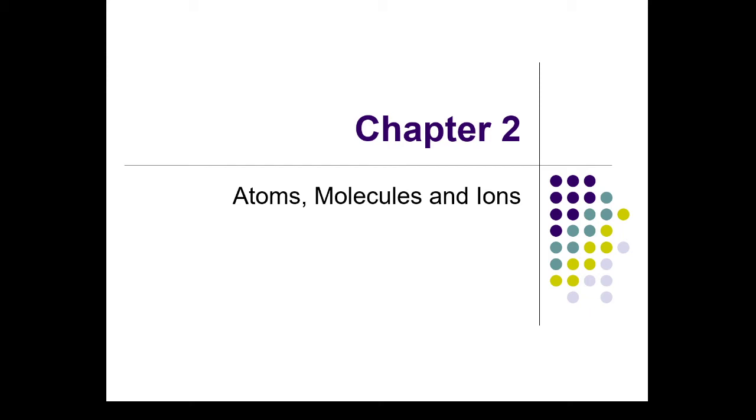So chapter 2 deals with atoms, molecules, and ions. We're going to start looking inside the atom and how it's arranged and what's going on in there, and why are things attracted to other things. And we're going to end this chapter with ionic bonding.